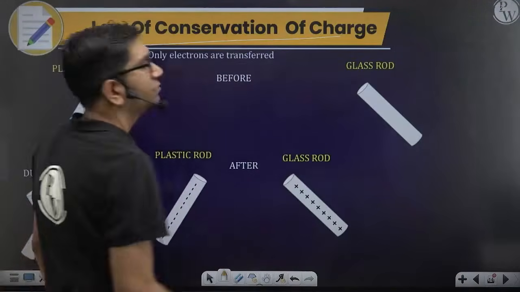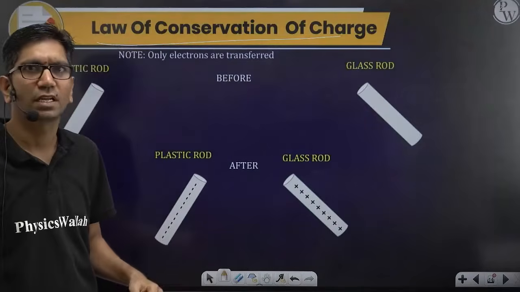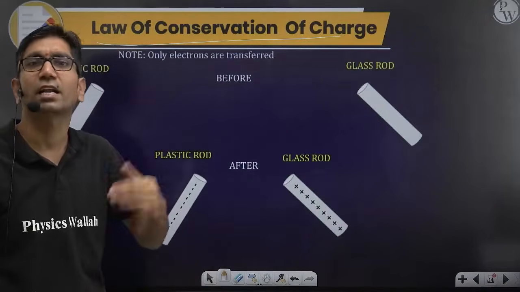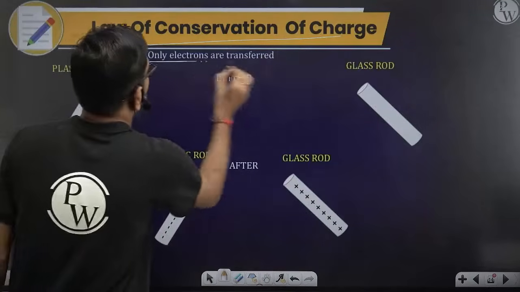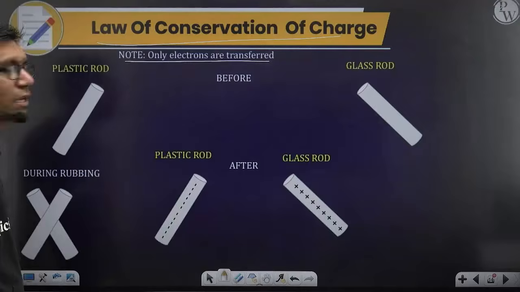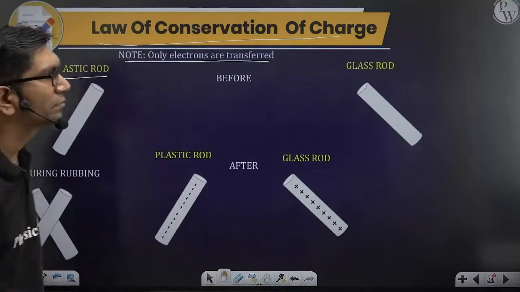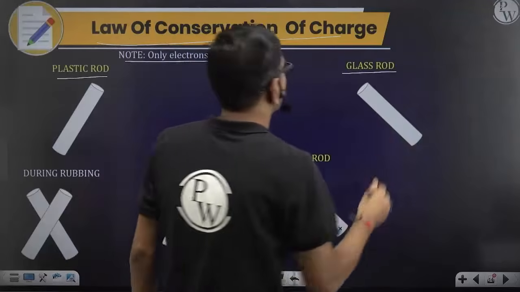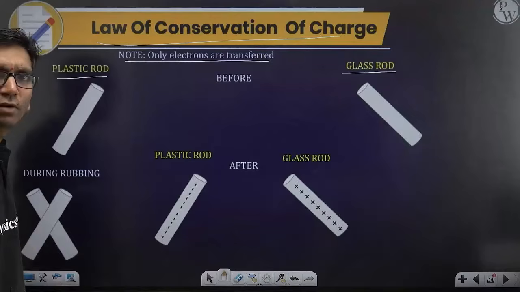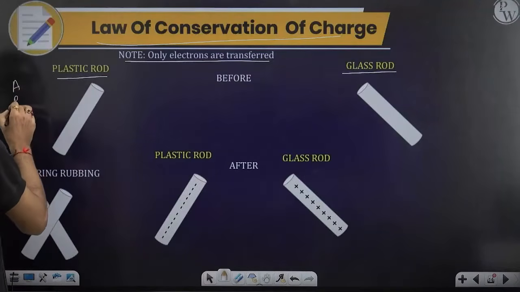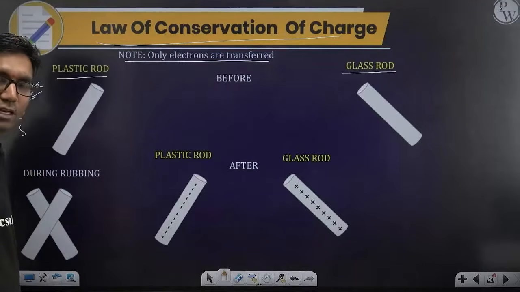Law of conservation of charge. As everyone knows, charge can be neither created nor destroyed, but it can transfer from one body to another body, right? Here, only electrons are transferable, correct? See here, I am taking a positively charged glass rod. And plastic becomes negatively charged. Very good, it becomes negative only.